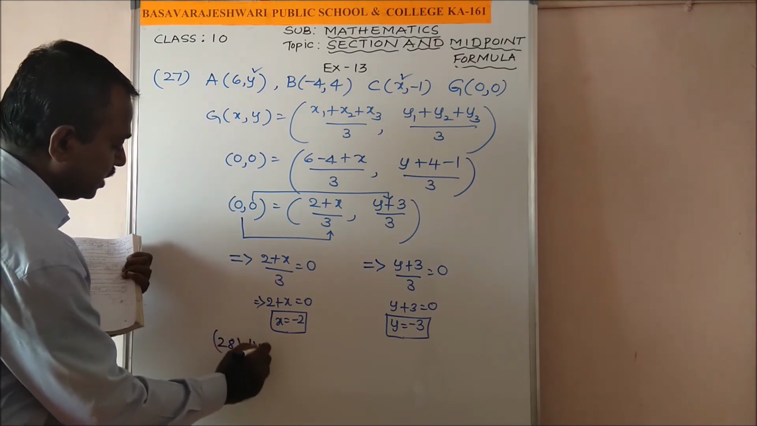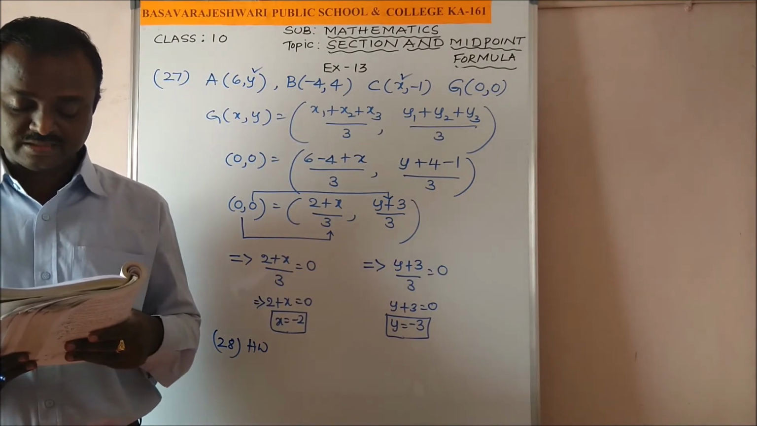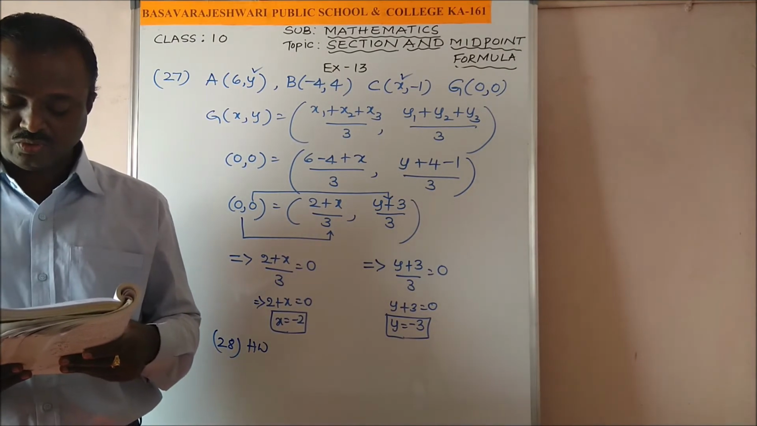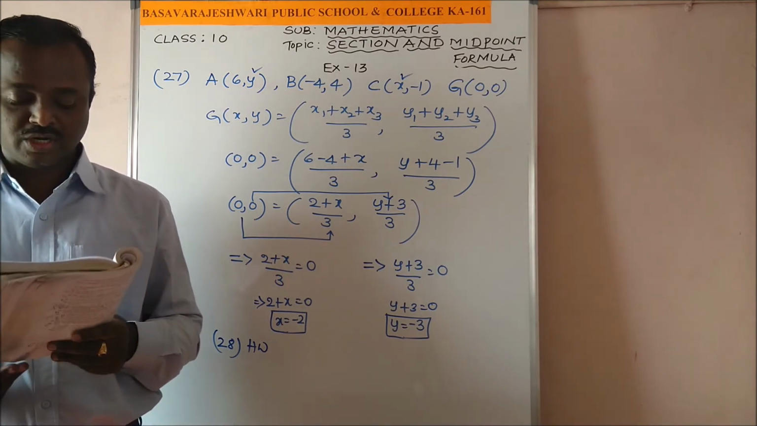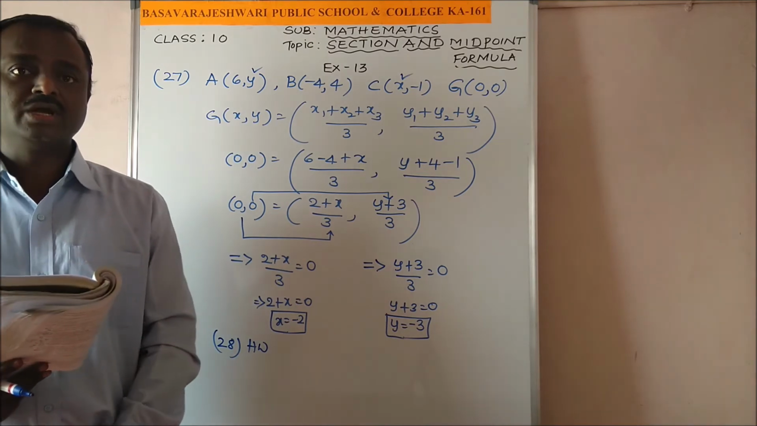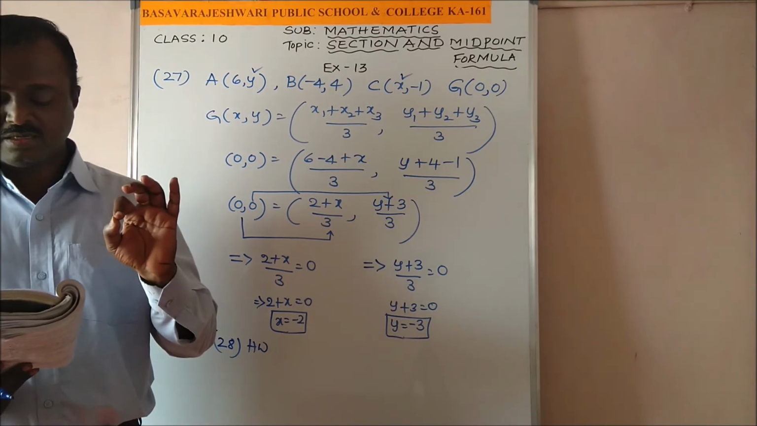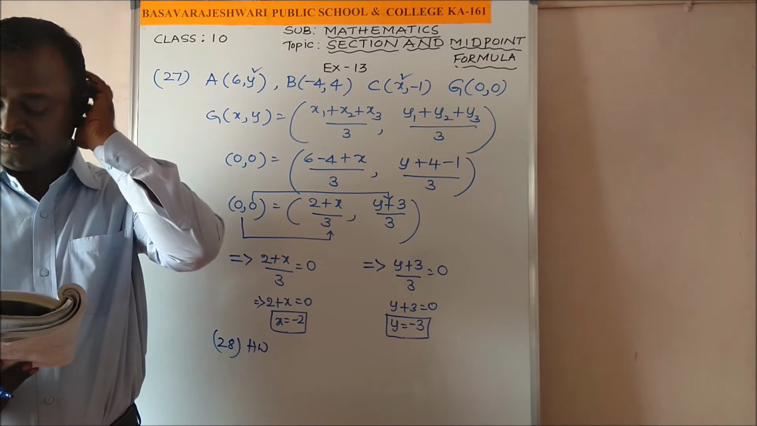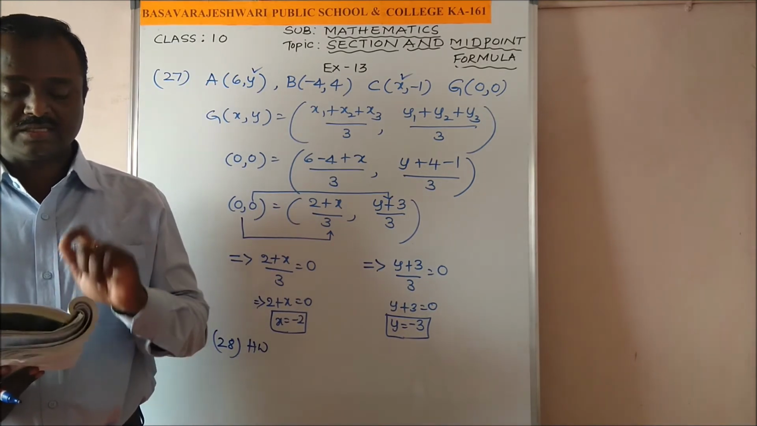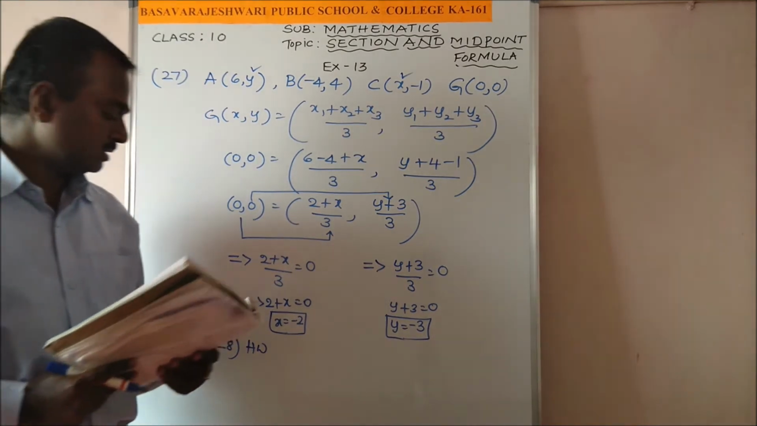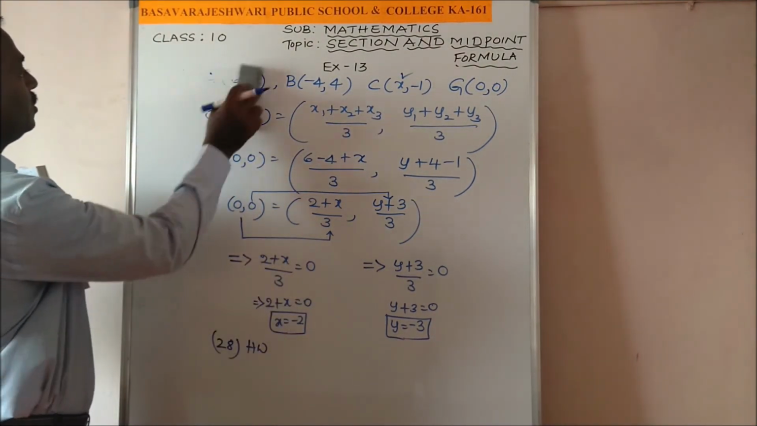28th sum is homework. Similarly, if you see 29th also, calculate the ratio in which the line segment A (minus 4, 2) and B (3, 6) is divided by the point P (x, 3). So you have to find out the ratio. Also find x and the length of AP. Okay, we will discuss 29 now. I think we have noted down this sum. I will go to 29th.